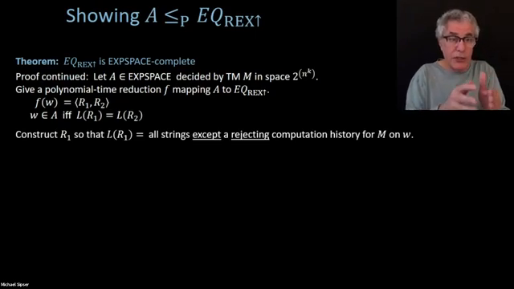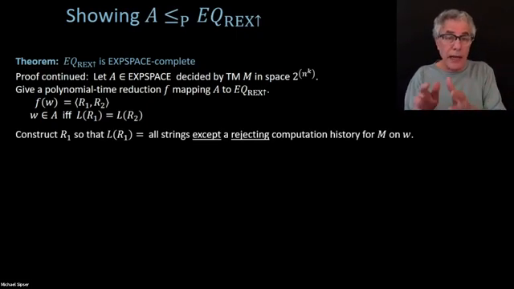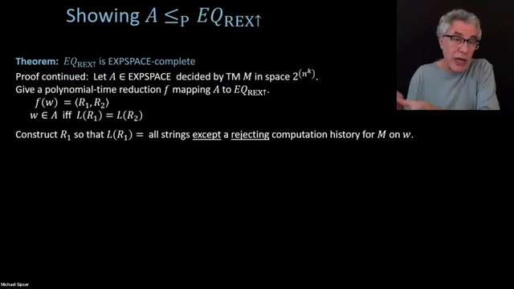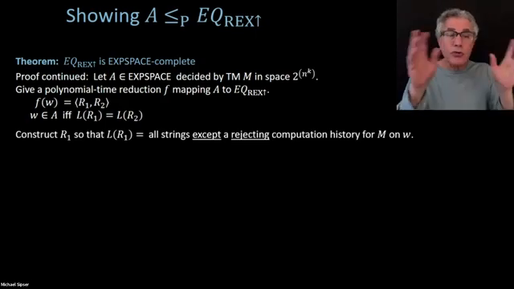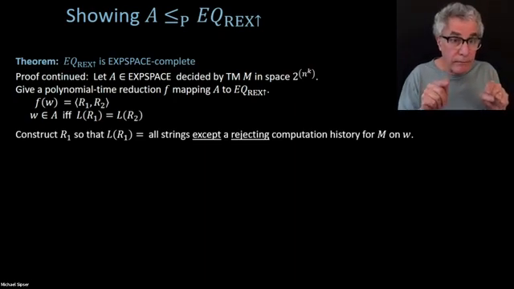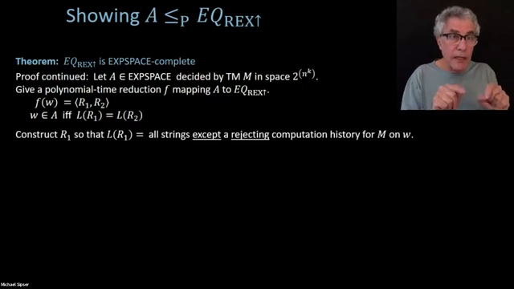So a rejecting computation history is the sequence of configurations the machine goes through from the start configuration until it ends up at a configuration with a reject state, a rejecting configuration. Okay? And we're going to make a regular expression that describes all strings except for that one. It's going to avoid describing a rejecting computation history for M on W. Otherwise, it's going to describe all possible strings.